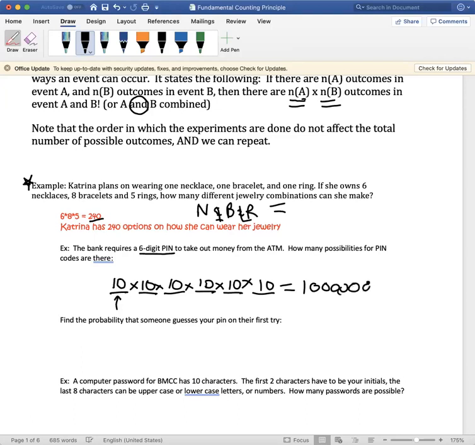So we have a total of 10 times 10 times 10 times 10 times 10 times 10, a total of 1,000,000 possible PINs based on this information. So we have 1,000,000 PINs based on the idea that we have a 6-digit PIN.